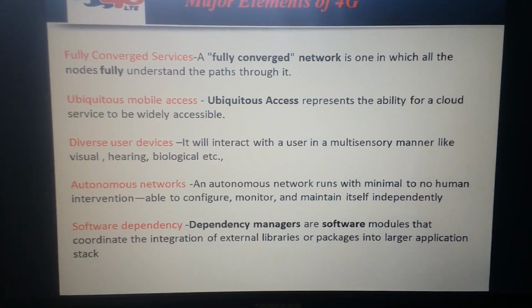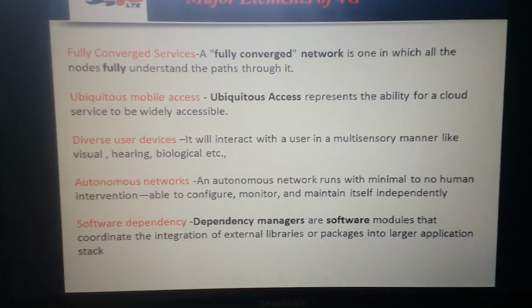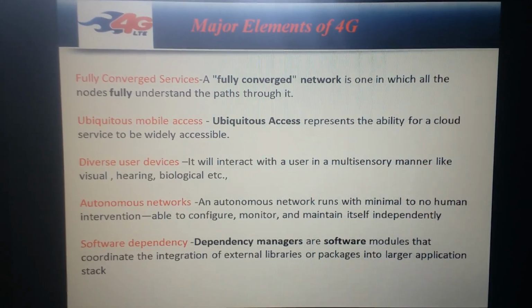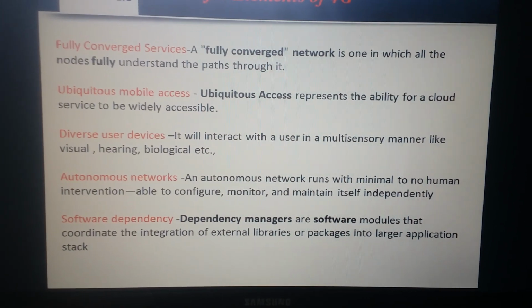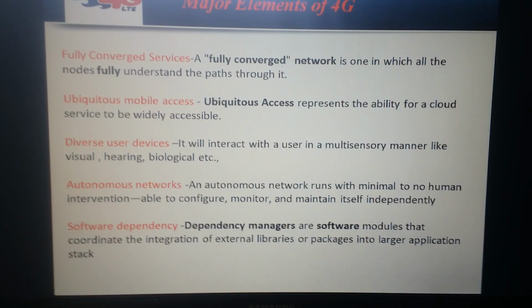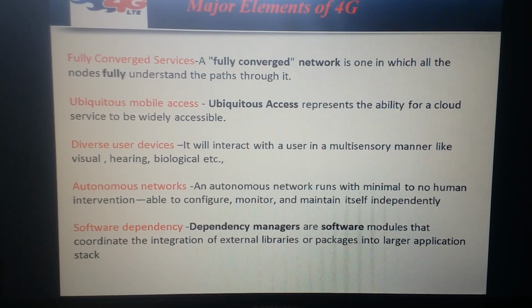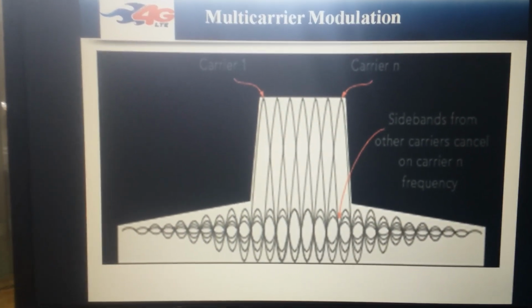Autonomous network. An autonomous network runs with minimal to no human intervention, able to configure, monitor and maintain itself. Independently it will work, so it is called an autonomous network. Software dependency: the dependency managers or software modules that coordinate the integration of external libraries or packages into a large application stack.